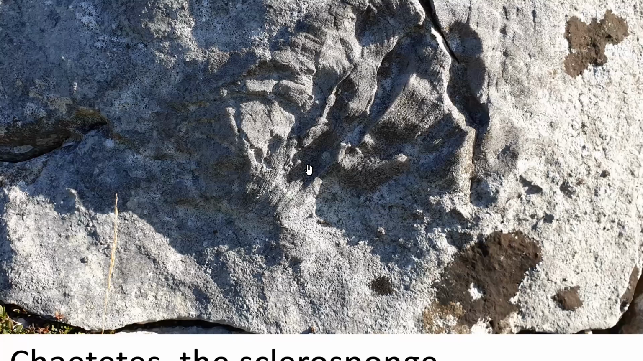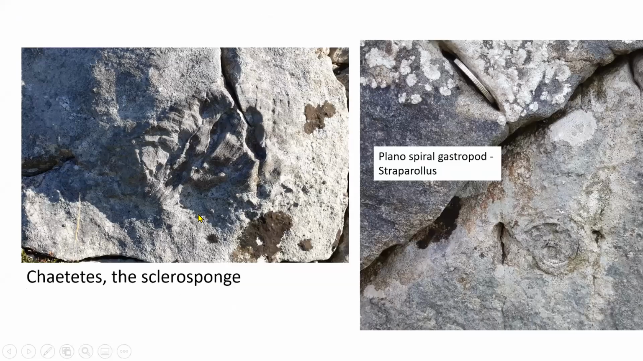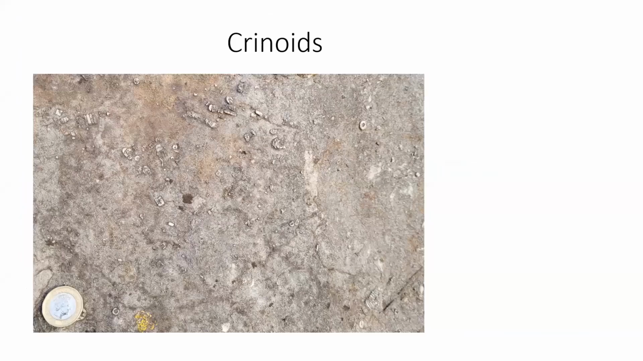You can probably see these structures in here, lines in here. This is the remains of a sponge, Chaetetes, and it's a sponge which has ancestors living today. There's the occasional planispiral, plain spiral gastropod you can find in that coral bed.